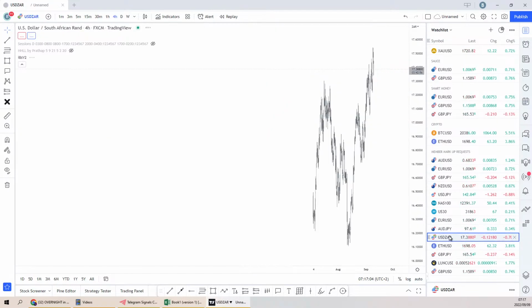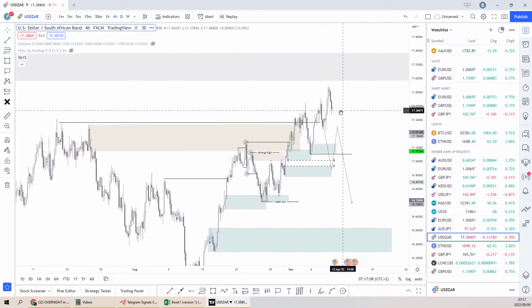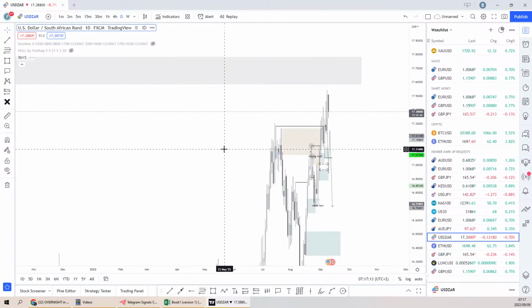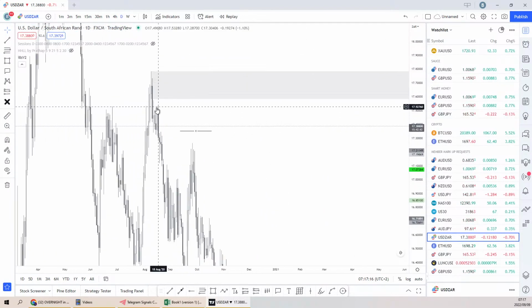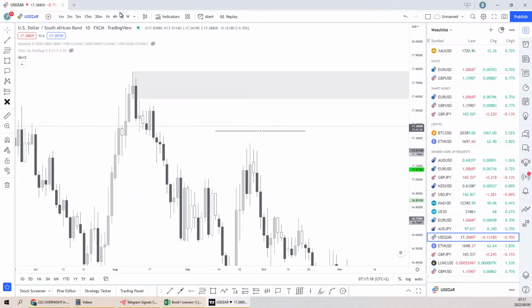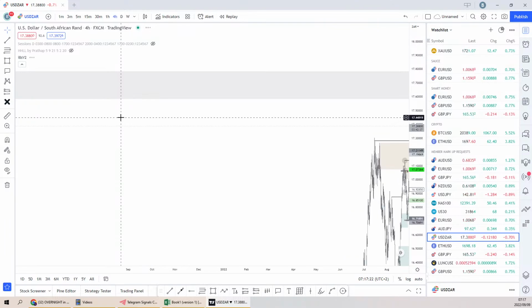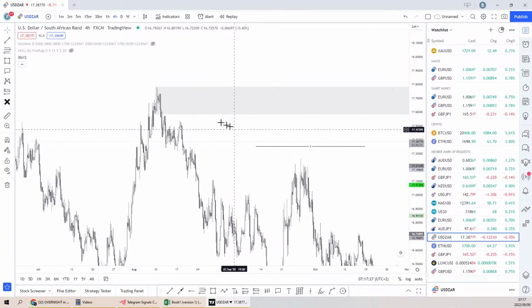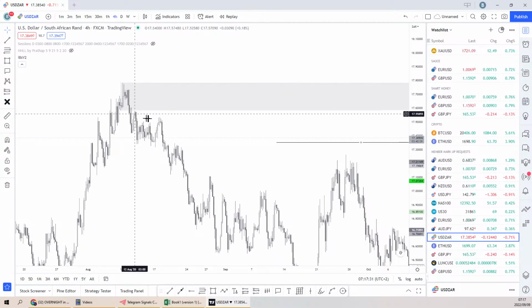USD ZAR, guys. What's happening in our beloved little country? Oh, almost reacted to this demand up here. Did we maybe miss something? Did it react to something else? Is there imbalance sitting there? No imbalance in the daily. What about the 4? No imbalance on the 4. Yeah, so we're just reacting to these highs here.